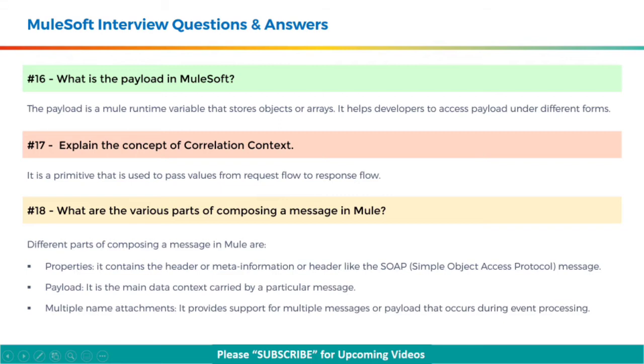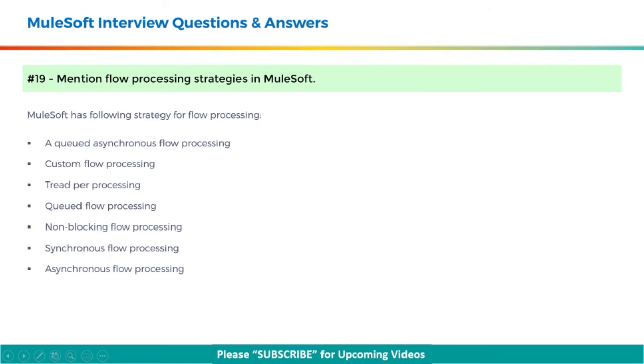Third is multiple named attachments. It provides support for multiple messages or payloads that occur during event processing. Next, mention flow processing strategies in MuleSoft. MuleSoft has the following strategies for flow processing: queued asynchronous flow processing, custom flow processing, thread per processing, queued flow processing, non-blocking flow processing, synchronous flow processing, and asynchronous flow processing.